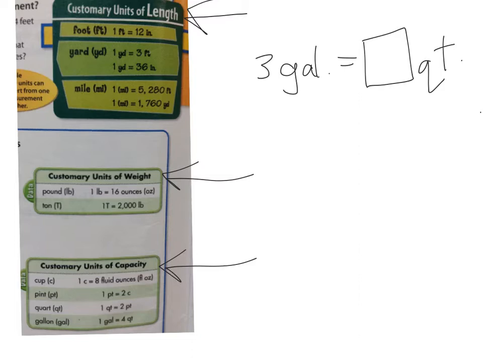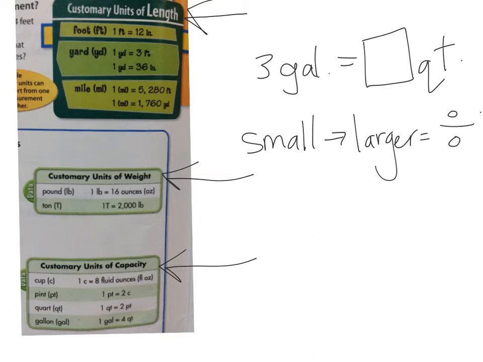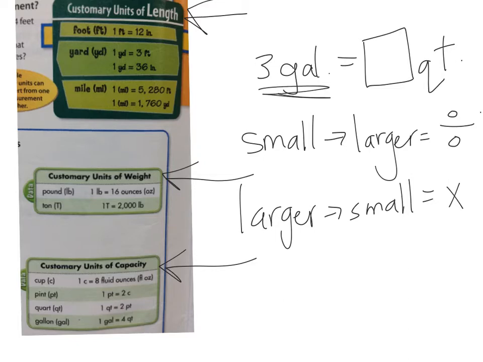Whenever you're converting unit lengths from smaller to larger, we are going to divide. If you are converting a larger unit to smaller units, we are going to multiply. What do you think we will use in this equation if we're talking about gallons to quarts?